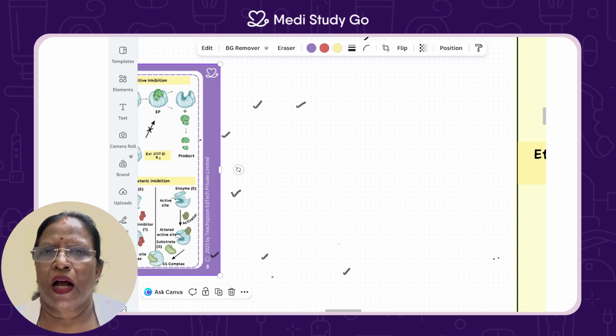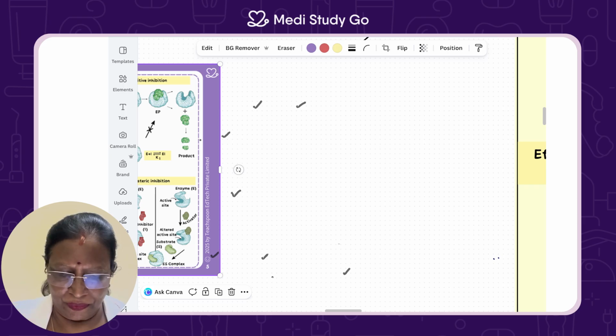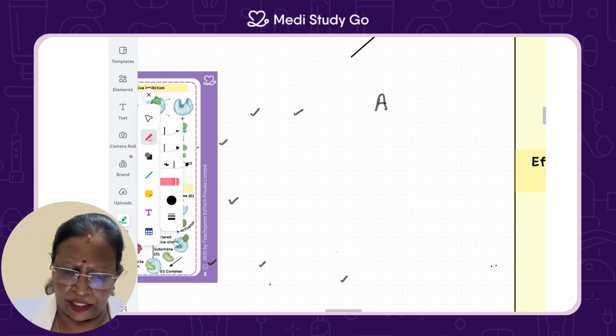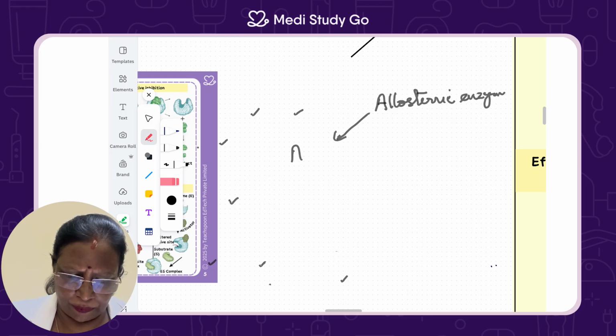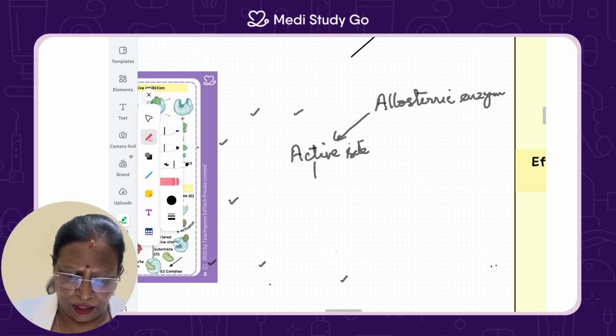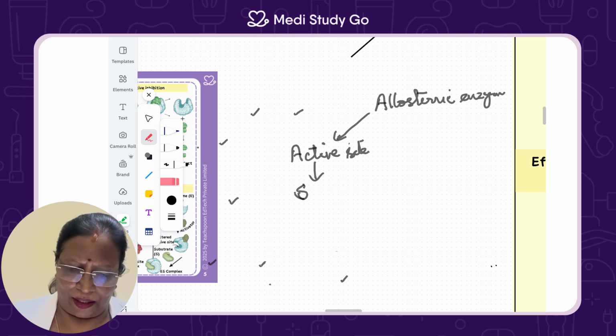Let's move to the second type of reversible inhibition, that is allosteric inhibition. Allosteric inhibitors act on enzymes which are called allosteric enzymes. Allosteric enzymes are special. They have two sites. One is the active site. And you know what happens in the active site? The substrate will bind here in the active site and catalysis can occur.